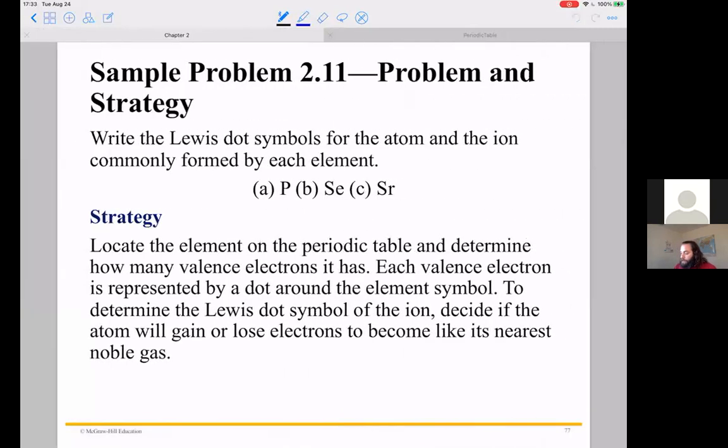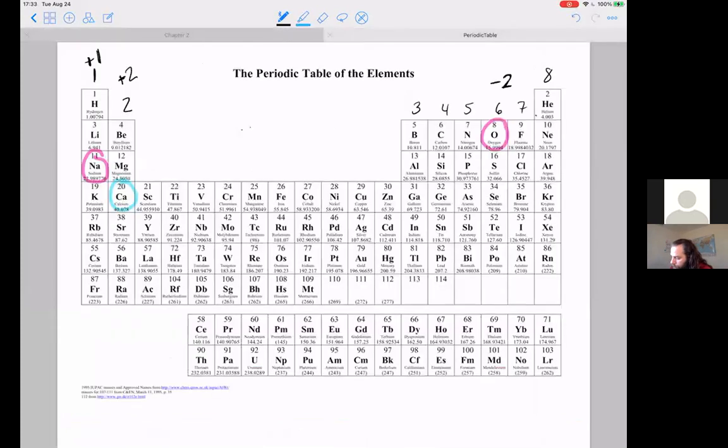Okay, so now we're going to do one last problem where we do the Lewis dot structure for the neutral atom and the ion. So we have selenium, phosphorus, selenium, and strontium. What we're going to do is, again, find these on the periodic table. What was the first one? Phosphorus.